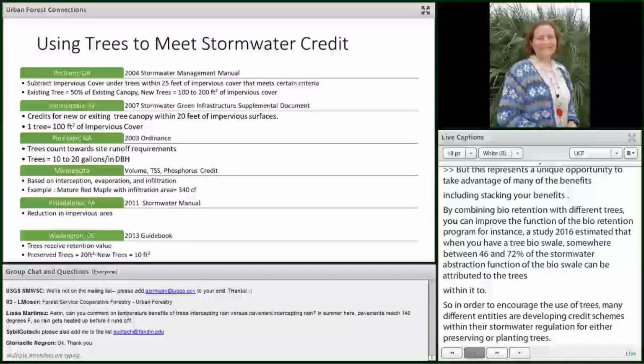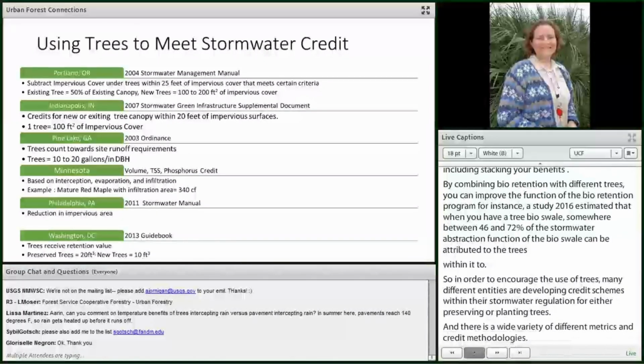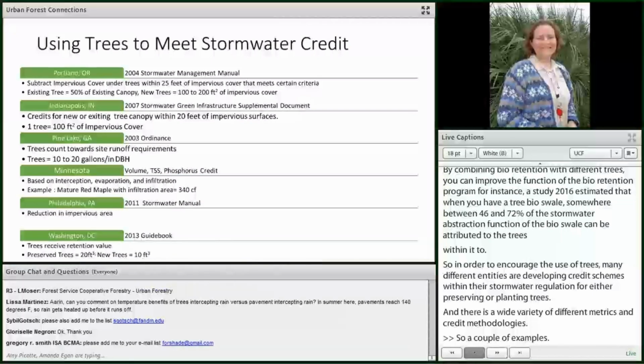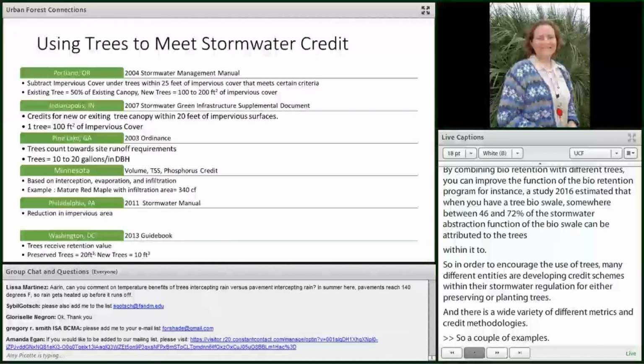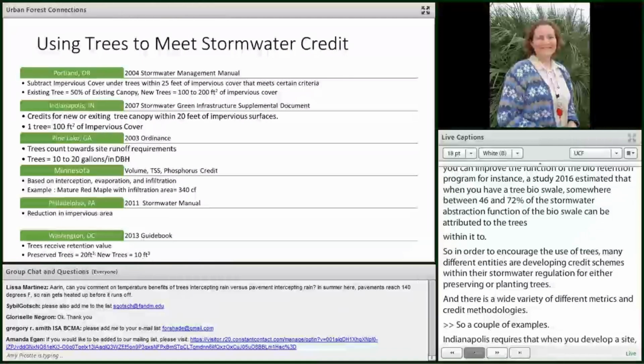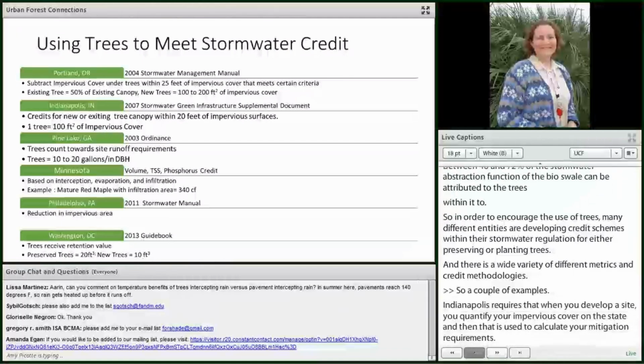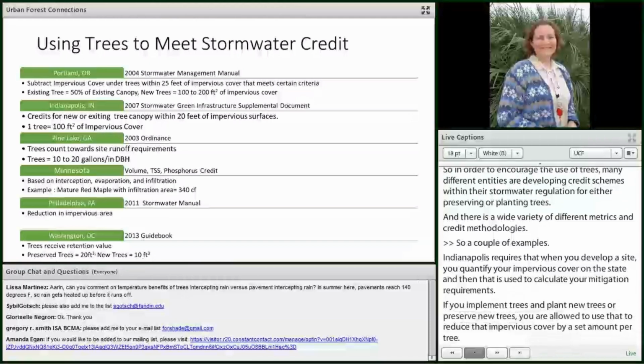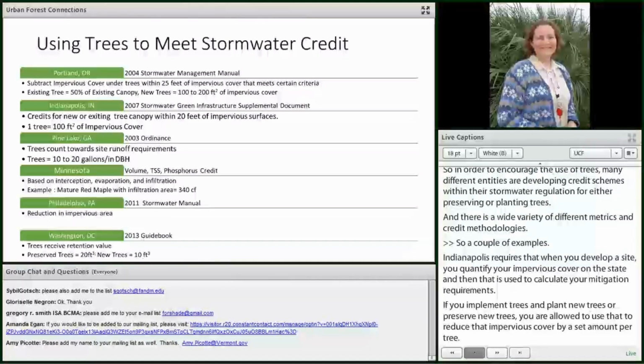Indianapolis requires that when you develop a site, you quantify your impervious cover on the site, and then that's used to calculate your mitigation requirements. If you implement trees and plant new trees or preserve new trees, you're allowed to use that to reduce that impervious cover by a set amount per tree. And it's that net impervious cover that you use to calculate your mitigation requirements. So it represents a tangible value to developers there.